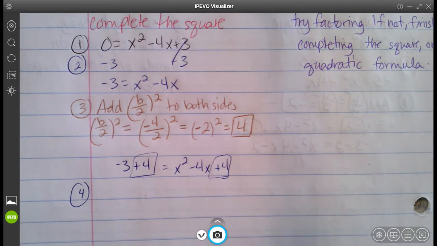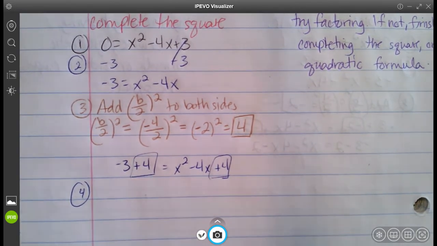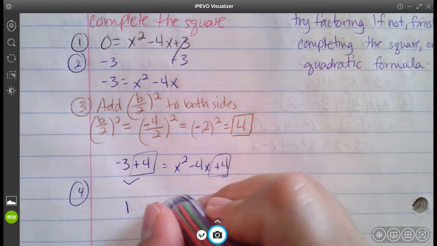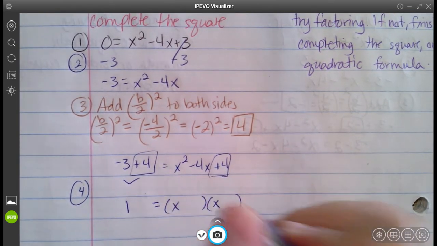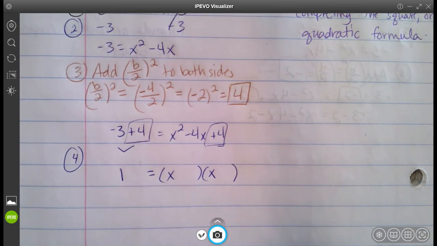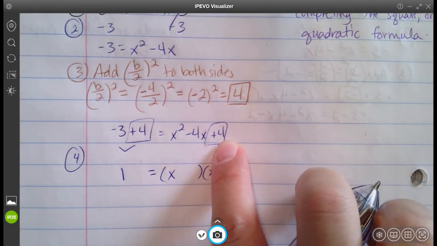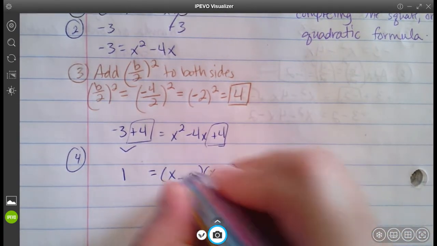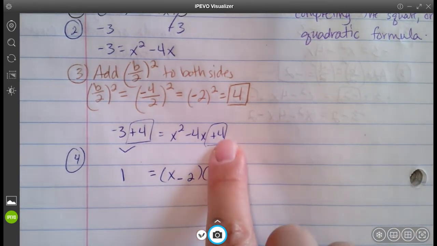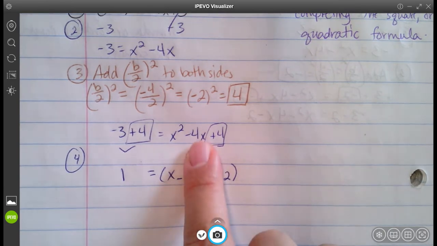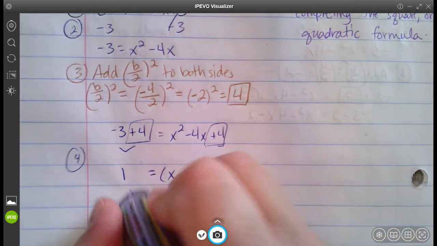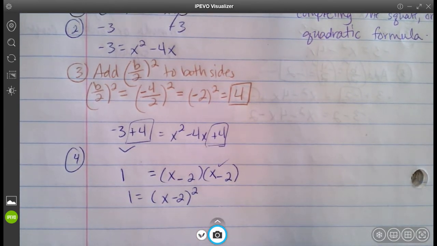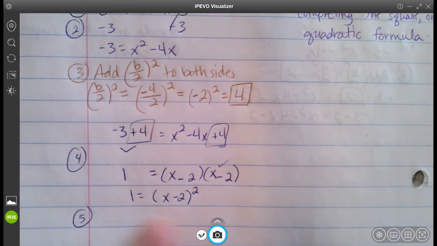Step number 4 now is to combine and factor. So I'm going to combine these two, which gives me positive 1, and I'm going to factor this part. If I did this correctly, I should have the same exact binomial here. So I know that to get 4, I can do 2 times 2. But since it has to add up to negative 4, they're probably going to have to be negative. Negative 2 times negative 2 is positive 4, and negative 2 plus negative 2 is negative 4. So we're good to go with this. I just have to rewrite it in a square format, so like this.